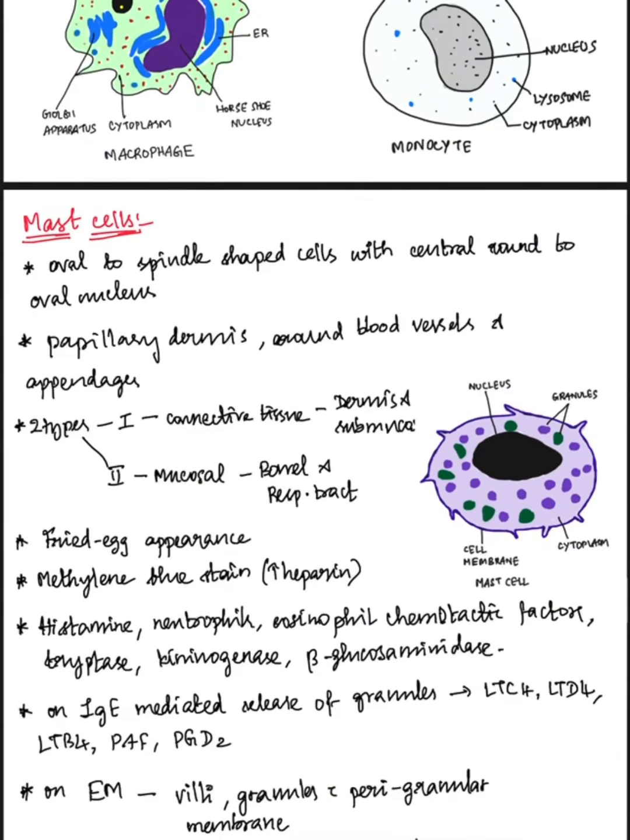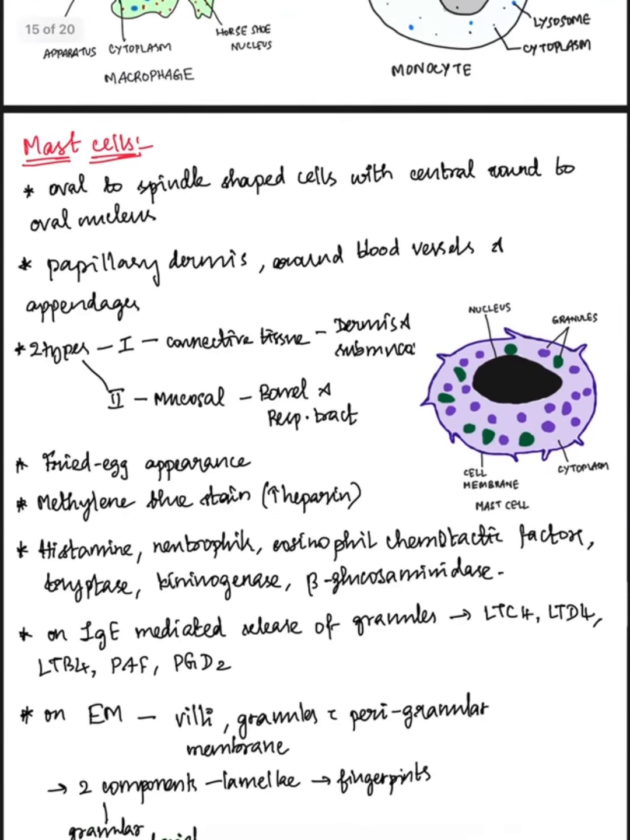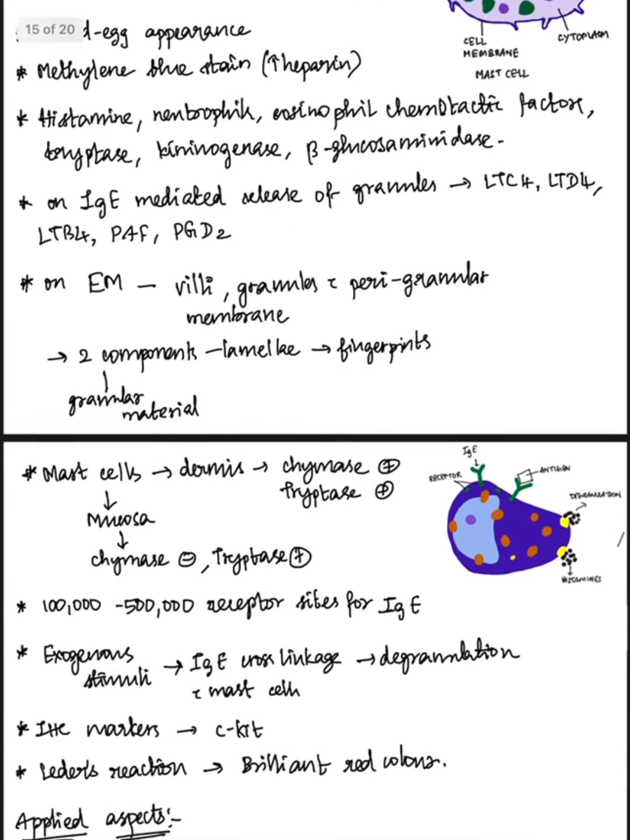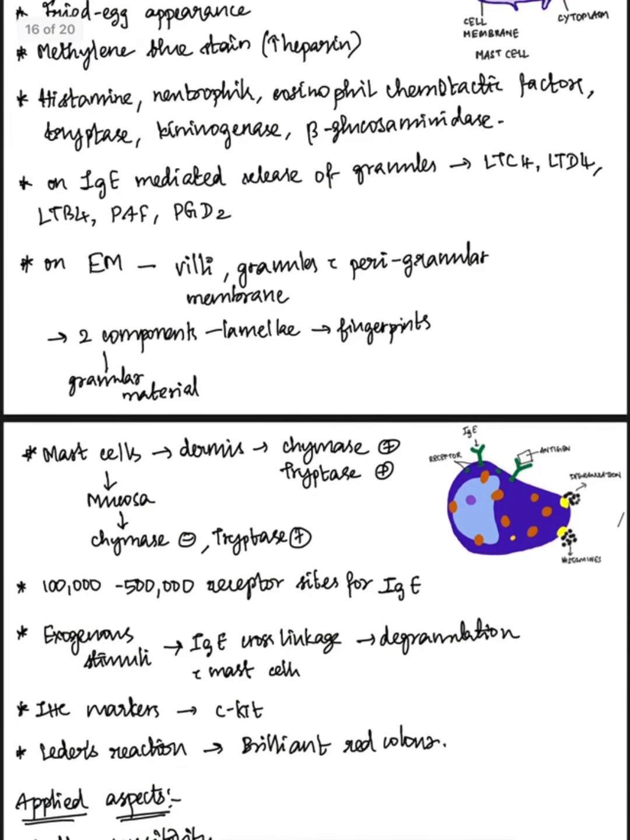The mast cells are oval to spindle-shaped cells with a central round to oval nucleus. They have a fried egg appearance. They are mainly present in the papillary dermis around the blood vessels and appendages. There are two types: connective tissue mast cells and mucosal mast cells. They stain with methylene blue and contain histamine, neutrophil and eosinophilic chemotactic factors, etc. On IgE-mediated stimulation there will be degranulation, and they produce leukotriene C4, D4, platelet activating factor and prostaglandin D2.